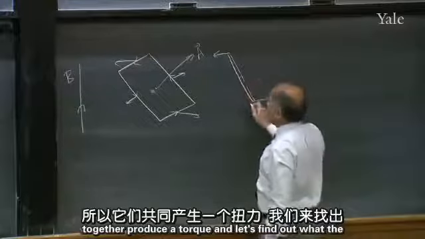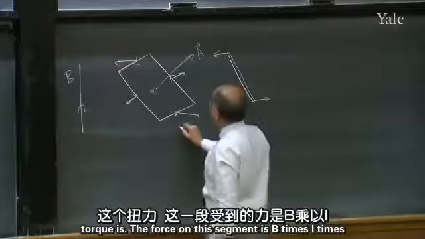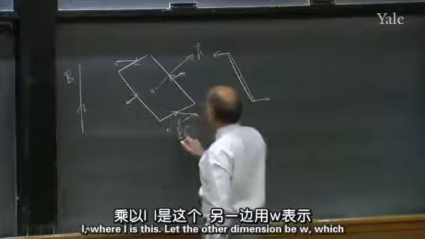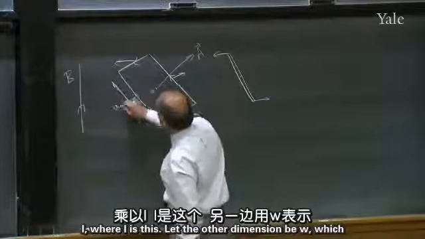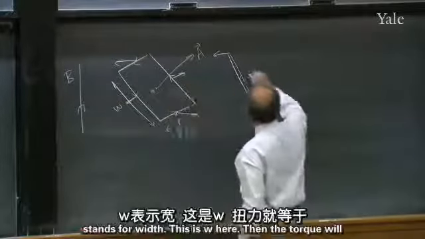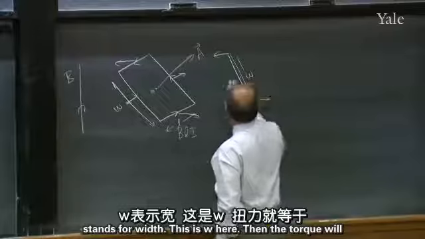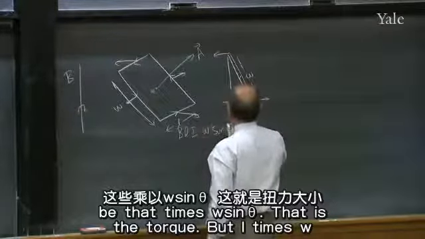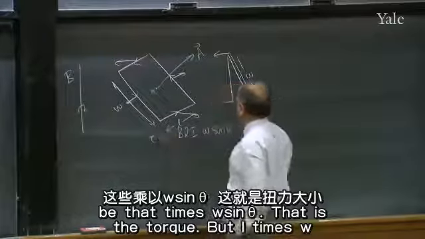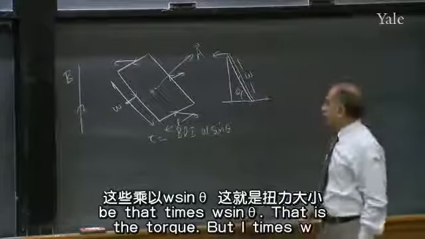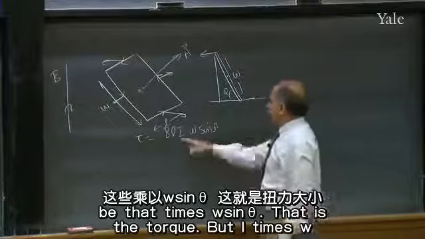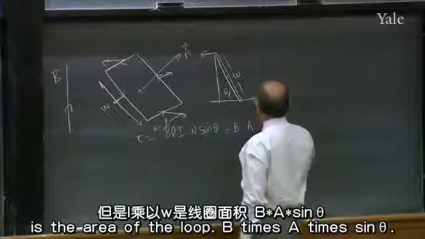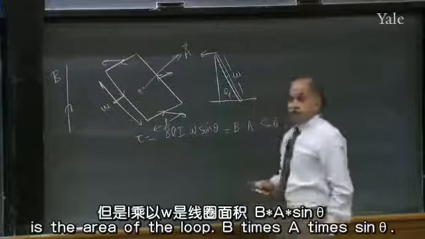Let's find out what the torque is. The force on this segment is B times L times I, where L is this. Let the other dimension be W, which stands for width. So this is W here. Then the torque will be that times W sine theta. That is the torque. But L times W is the area of the loop. So it's B times A times sine theta.